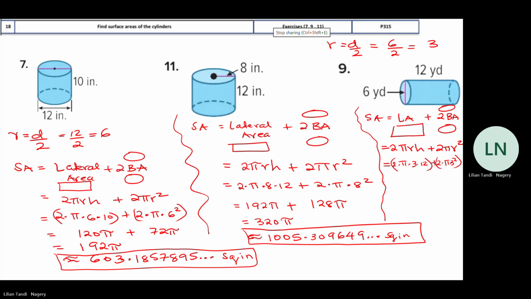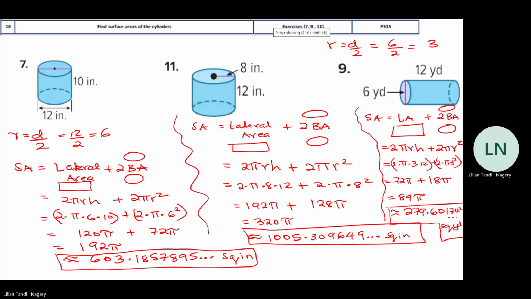Okay? So this will be 72 pi plus 18 pi. And this will give me 90 pi. And this will give me 282.6017462. So this will be ellipses at the end and then square yards. And you round it to what the question wants you to round it to.